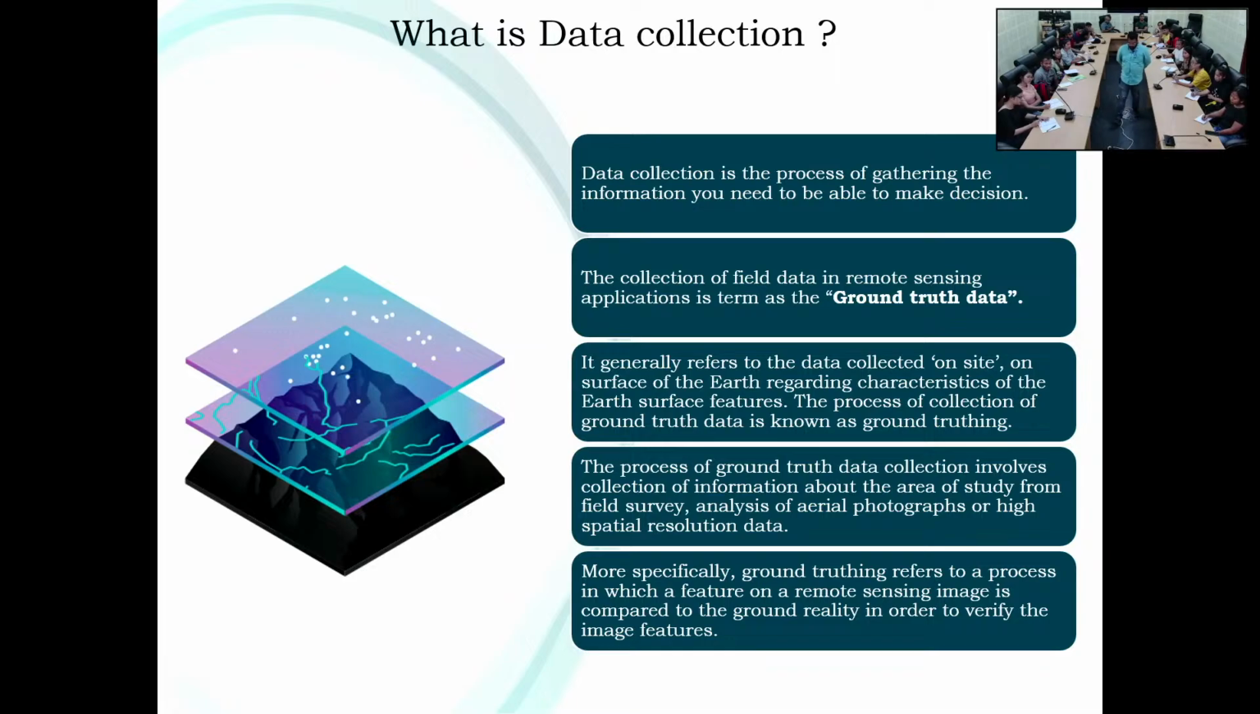So the simple answer is, depending upon your application, you collect the non-spatial data. Suppose I am working on agriculture. What should my non-spatial data be? Type of crop, area under which it is growing. Then forest: type of forest, area under forest, then herbs and shrubs, whatever category you want to make.